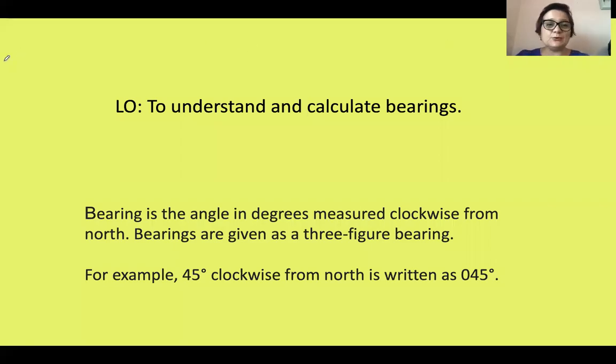Hello, today we are going to learn about bearings. So how do we calculate bearings? A bearing is the angle in degrees measured clockwise from north. They are given as a three-figure bearing. So if the angle is, for example, 45 degrees clockwise from north, we should write it as 045 degrees.